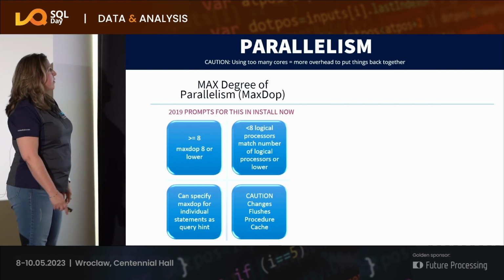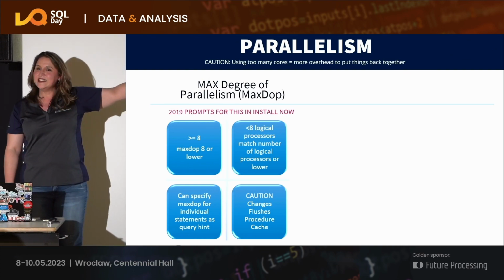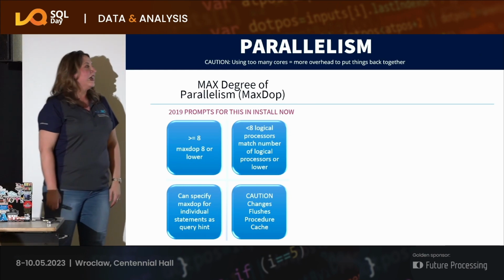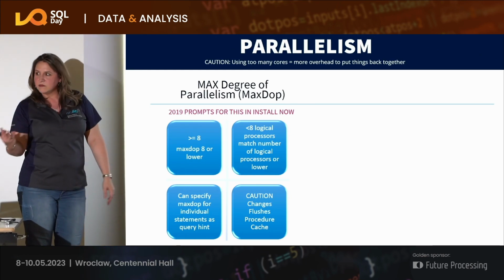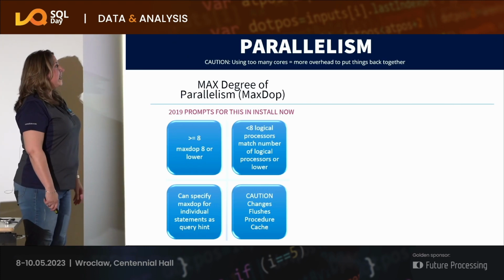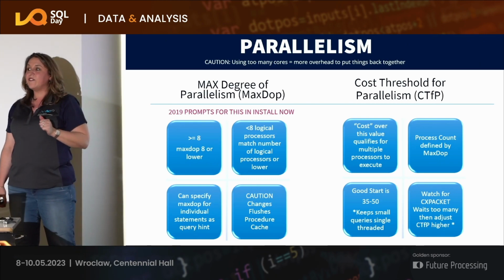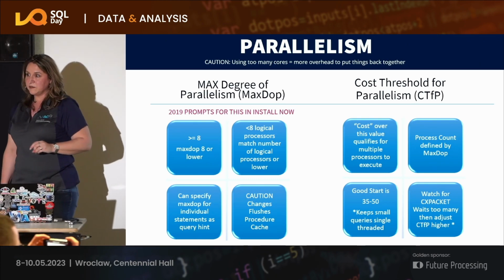Okay, so how do we know where to set that up? It now prompts you in the install for 2019. So again, another very important thing. If you're sitting at 0, you have an opportunity for performance gains, right? You should be changing this. It plays along with cost threshold for parallelism. If that is sitting at 5, you have potential for gains.